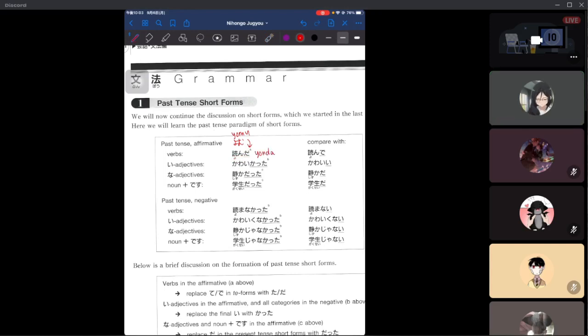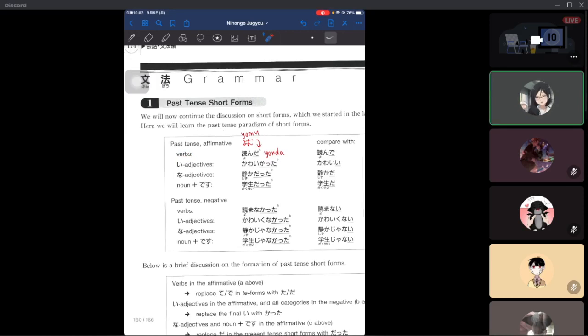Yonda. The reason why they compare with this one is because we already learned how to conjugate it into te form back then. So basically, they are comparing with the te form, which is yonde. This one you don't really have to worry much about because it's for beginners, we will cover it again in future classes. Don't worry. So that is for the verb.